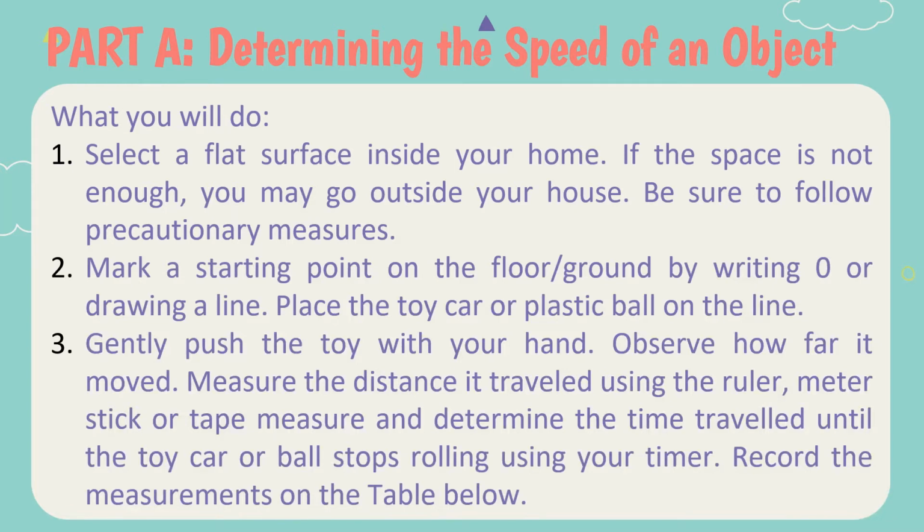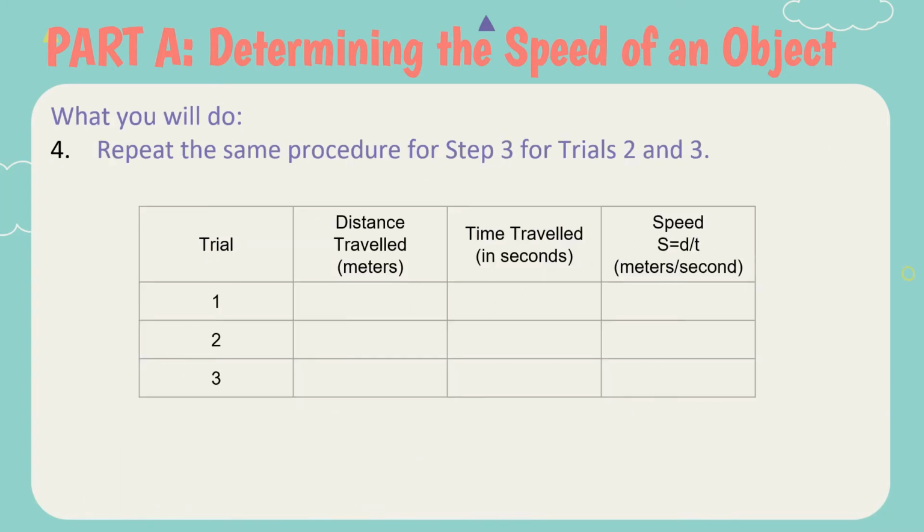3. Gently push the toy with your hand. Observe how far it moved. Measure the distance it traveled using the ruler, meter stick or tape measure, and determine the time traveled until the toy car or ball stops rolling using your timer. Record the measurements in the table below. 4. Repeat the same procedures for step 3 for trials 2 and 3. Here is the table.